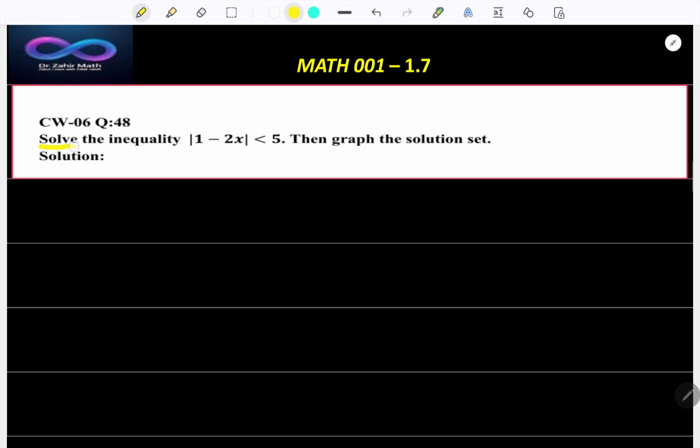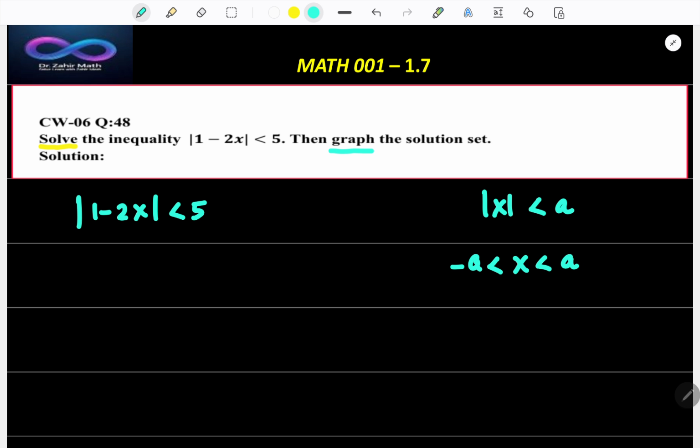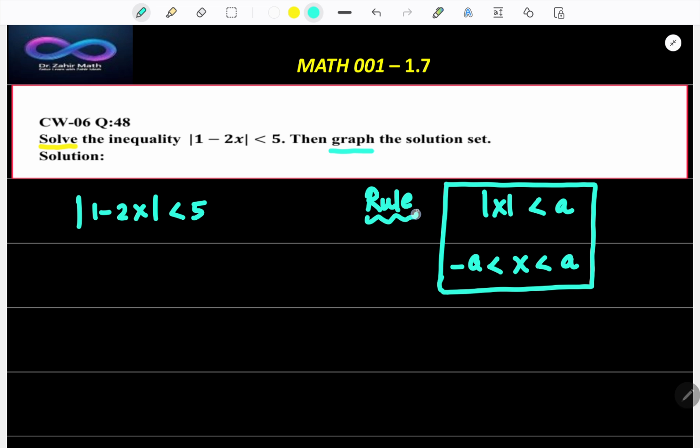The next question is: solve the inequality and graph the solution set. Absolute value of 1 minus 2x is less than 5. I'm going to give you the rule here, so keep it in your mind. If the absolute value of x is less than a, it means x lies between minus a and plus a. This is your rule.